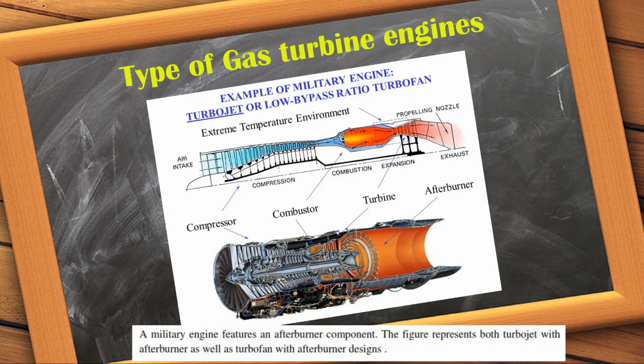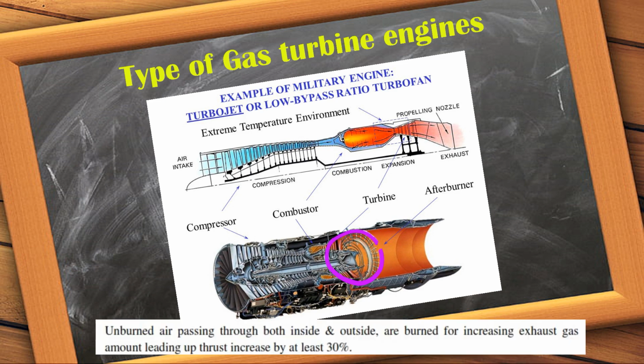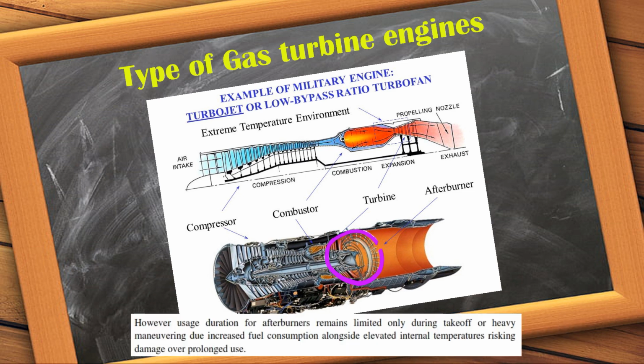A military engine features an afterburner component. The figure represents both turbojet with afterburner as well as turbofan with afterburner designs. Unburned air passing through both inside and outside is burned to increase exhaust gas amount, leading to a thrust increase of at least 30%. However, usage duration for afterburners remains limited to takeoff or heavy maneuvering, due to increased fuel consumption alongside elevated internal temperature risking damage over prolonged use.